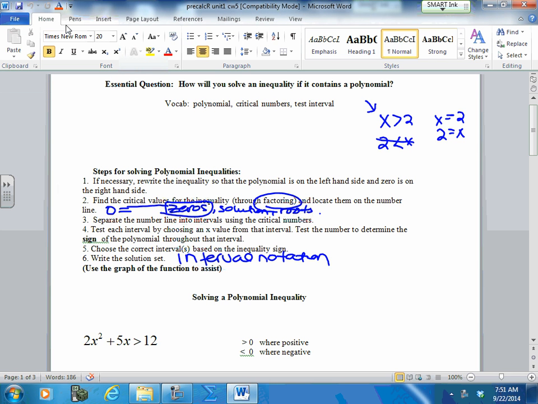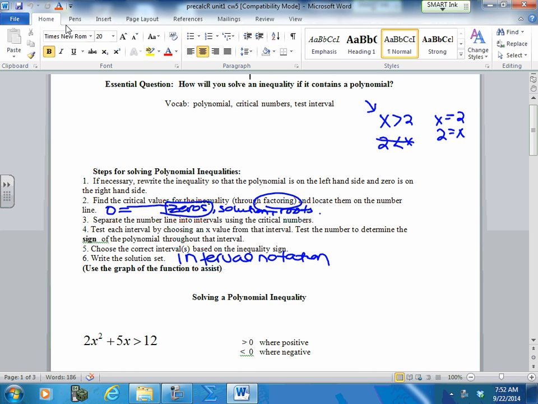So we're going to follow the same steps every time we do this. Pull everything to the left-hand side so that the zero's on the right. Find your critical values, refactor, set them equal to 0, factor. We don't change the problem by setting it equal to 0. We're just finding the roots of your equation. We separate your number line according to your roots, your zeros.